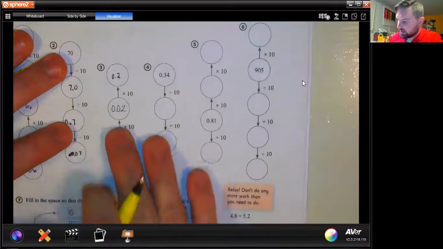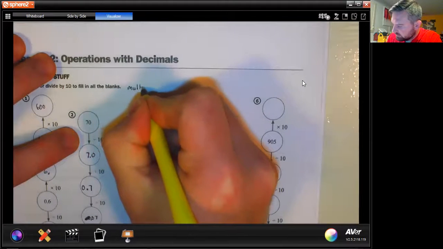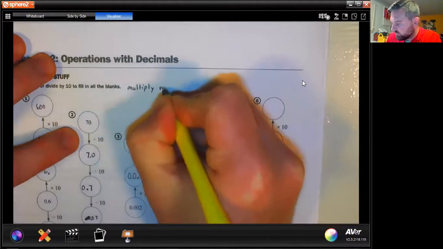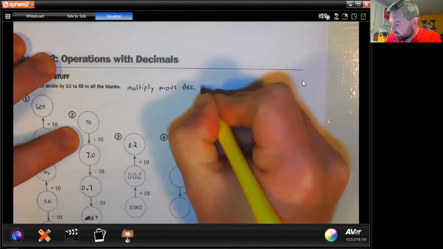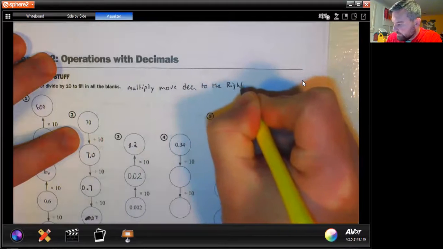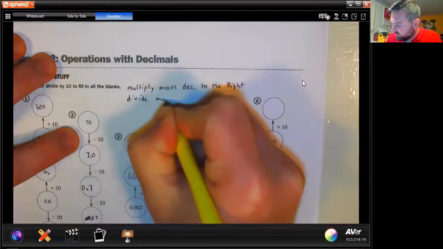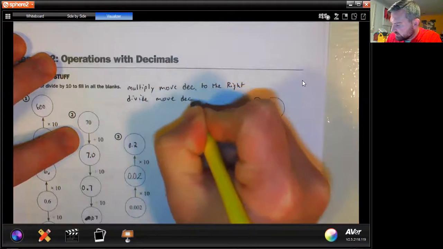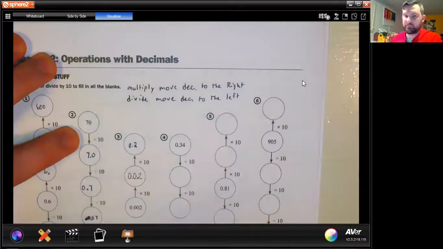So we can write up here: multiply, move decimal to the right, and divide, move decimal to the left.